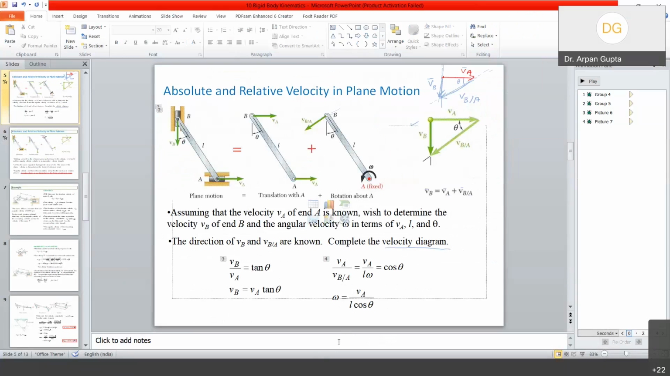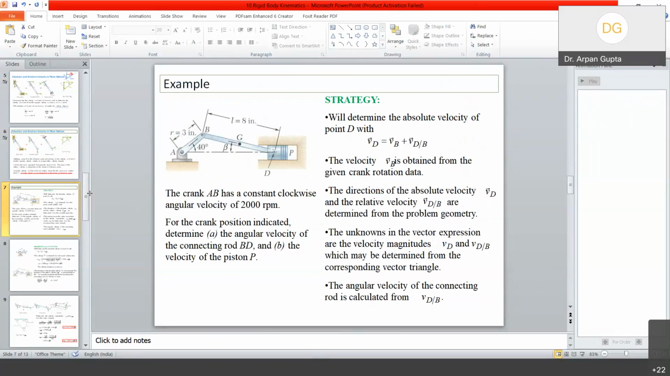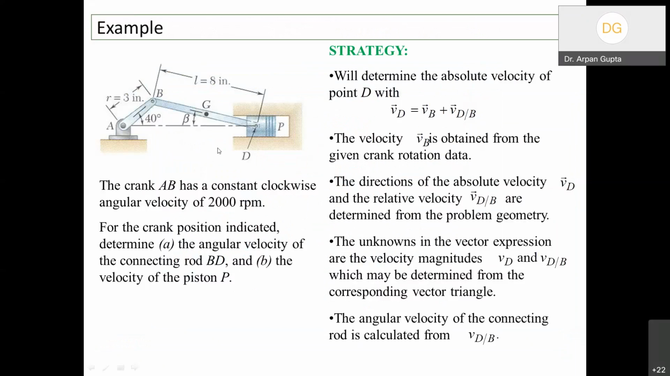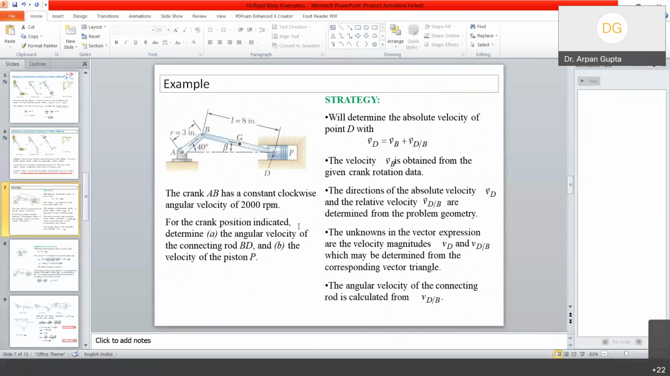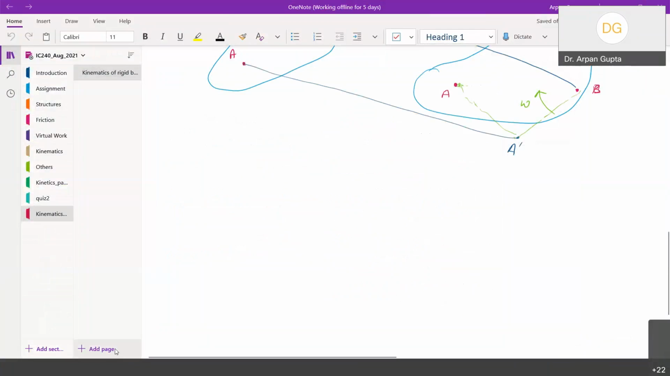Now we will take another example. Is the example of a slider crank mechanism or system which is there in the IC engines, compressors, right? So that's the idea, that this AB rotates and then this piston moves up and down, left and right. And the idea is to calculate the velocities in this system. So I'll show you it on this page here.